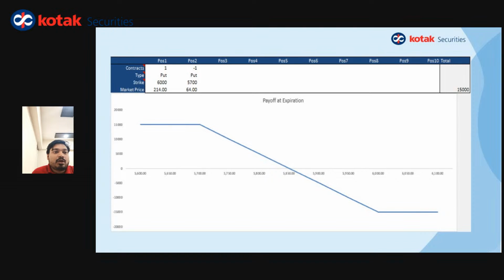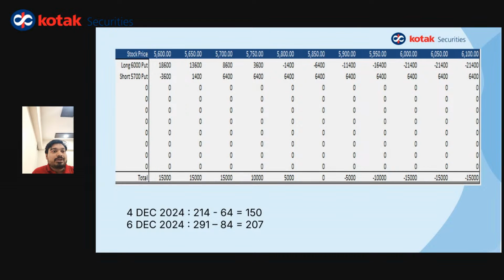Okay, now this is the payoff chart that has been generated when entering a bear put strategy with 6,000 and 5,700 strike prices. Now we would move forward to see the scenarios, what will happen with prices closing at certain strike levels, since these are the scenarios at the expiry day.